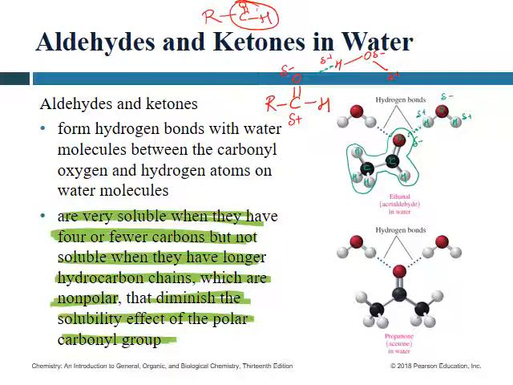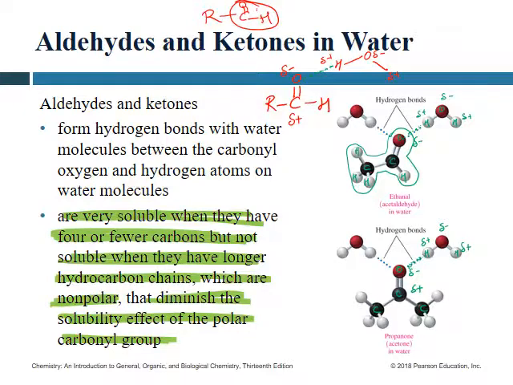Same is true for ketones. So if this is a ketone, this is carbon, carbon, carbon. This is oxygen. Carbonyl, again, oxygen has partial negative. Water hydrogens have partial positive charge. So this hydrogen will form a hydrogen bond with the keto group. And that makes them able to make hydrogen bonds with water, which again increases their solubility. As long as they can interact with their solvent, it increases their solubility in that solvent.